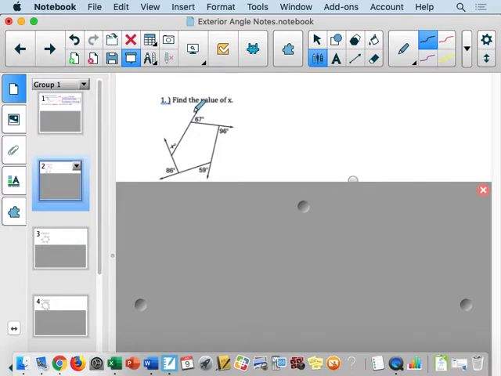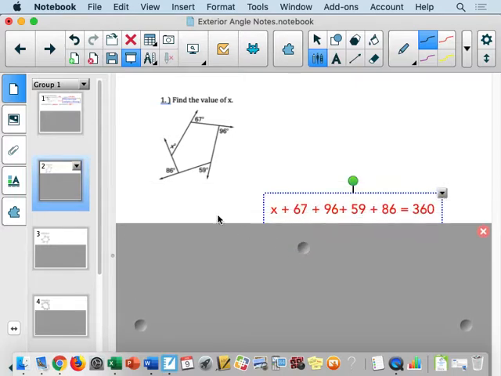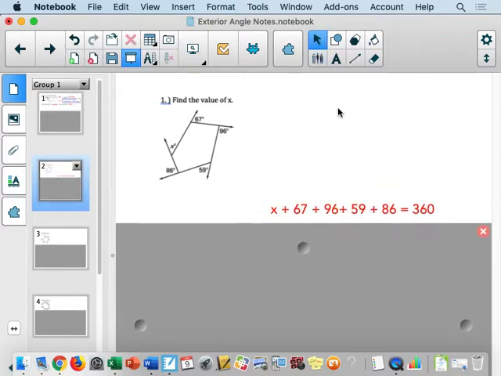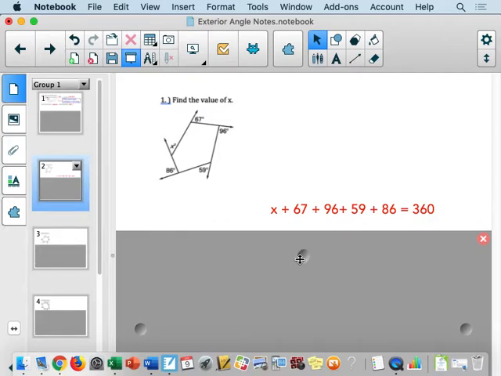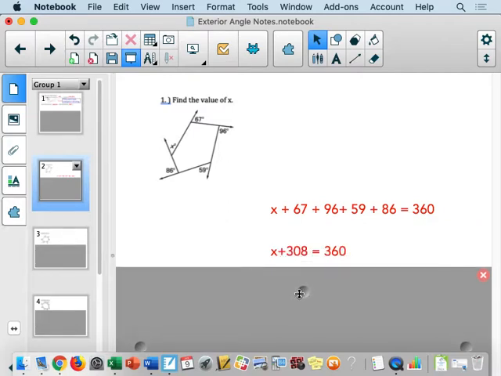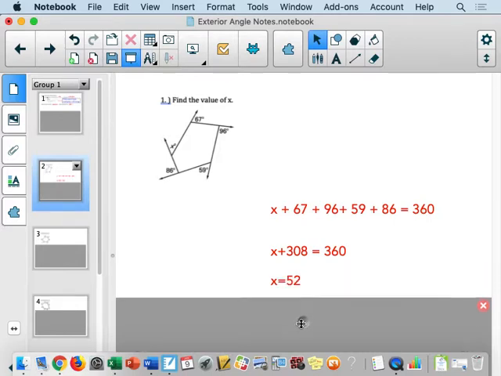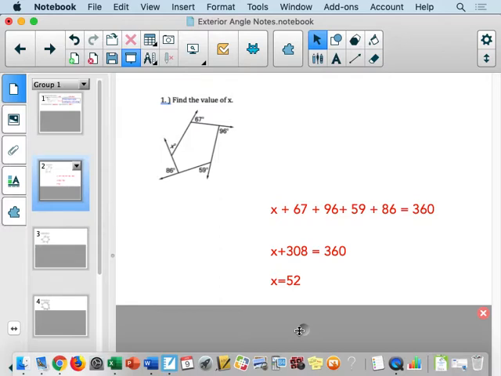So let's combine like terms. In your calculator, add up 67, 96, 59, and 86. Should get 308, right? And then to solve that problem, we would subtract 308 from both sides. And the value of x is 52.